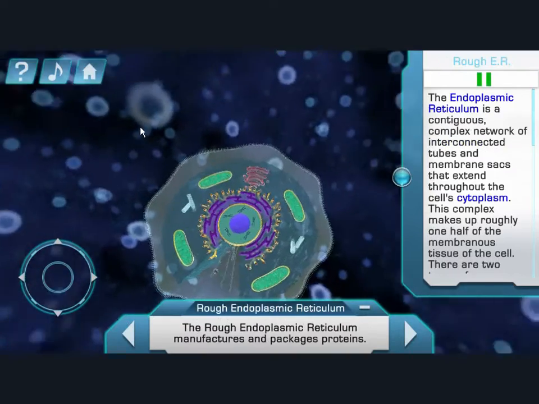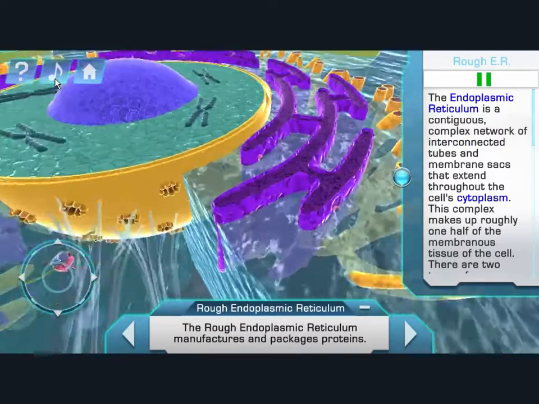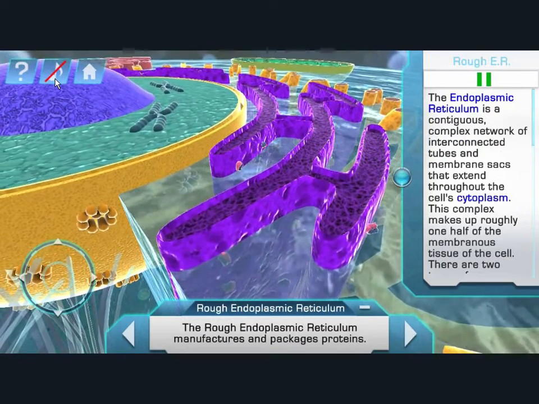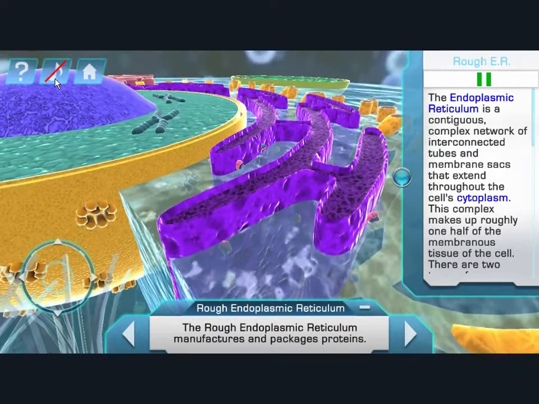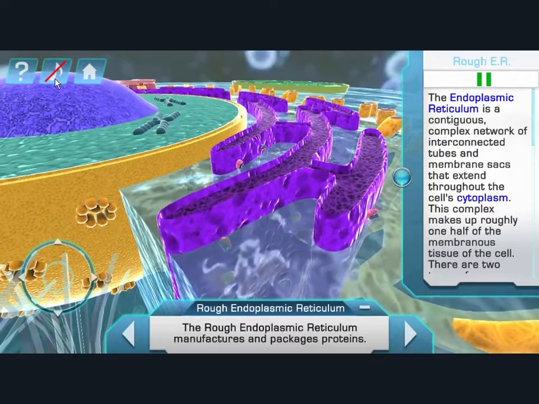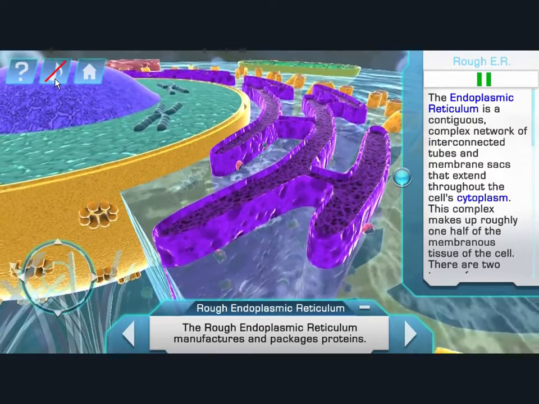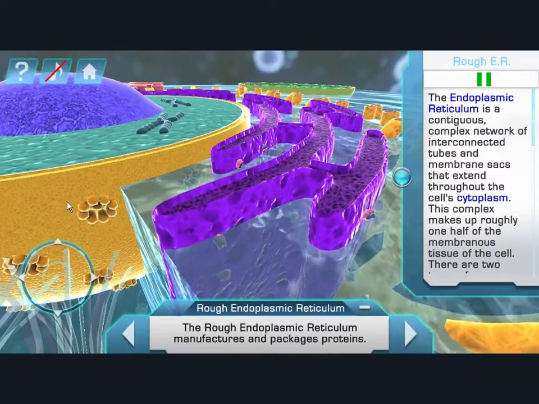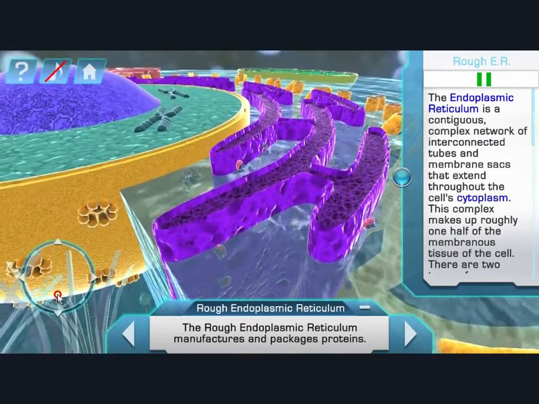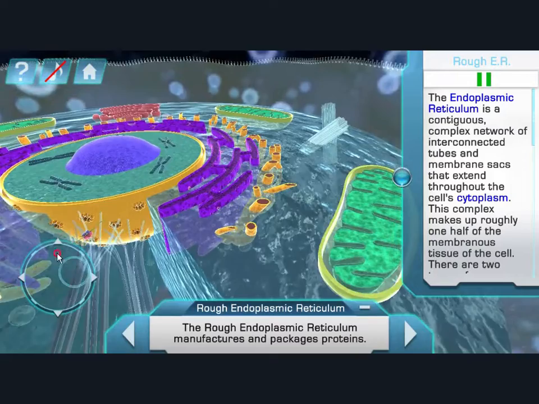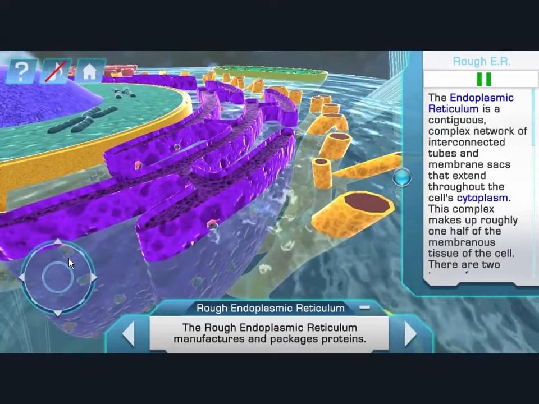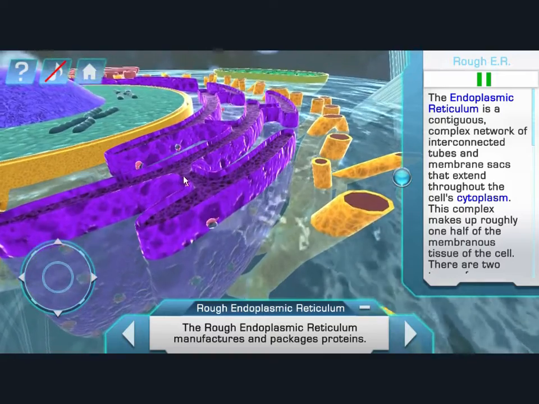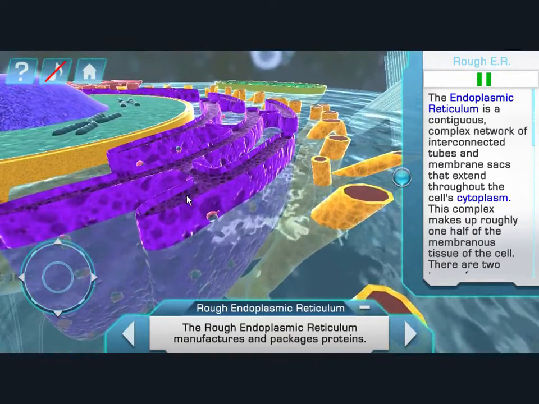The endoplasmic reticulum is a contiguous, complex network of interconnected tubes and membrane sacs that extend through the cell's cytoplasm. This complex makes up roughly 1/2 of the membranous tissue of the cell. There are two types of endoplasmic reticulum, the rough and the smooth. The rough endoplasmic reticulum, or rough ER, gets its name from the fact that its surfaces are studded with ribosomes. The membrane of the rough ER is contiguous with the nuclear membrane as well as that of the smooth ER.